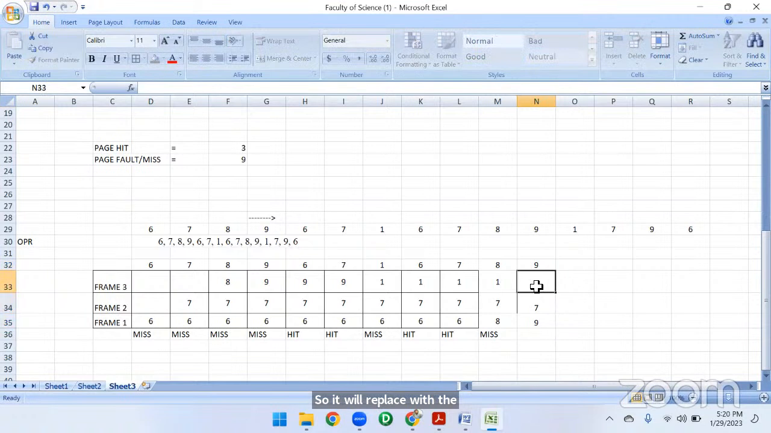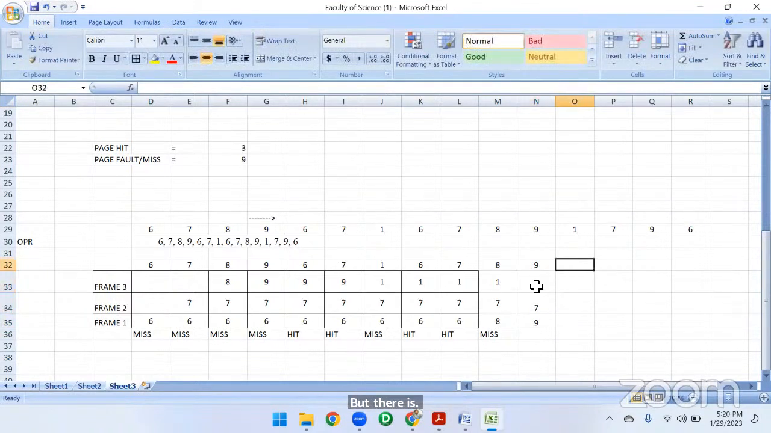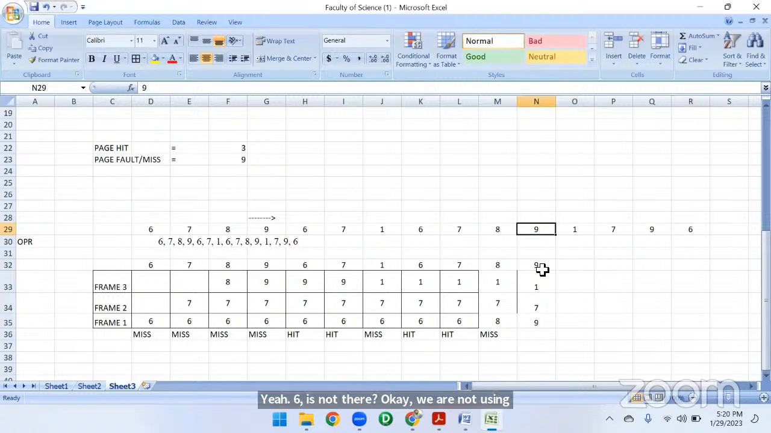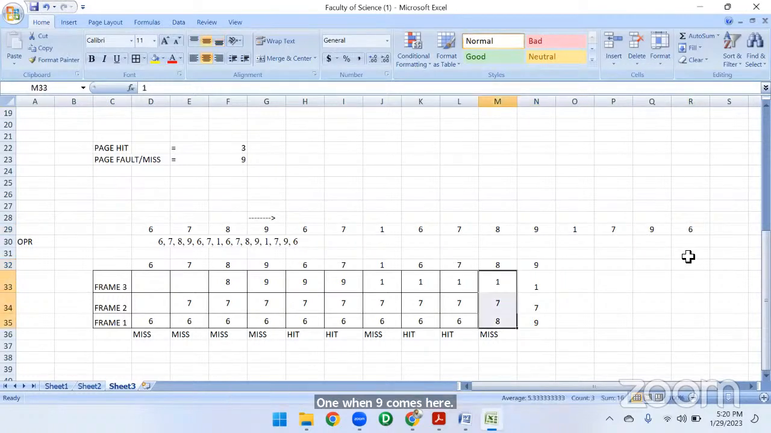But there is no option. Are you able to understand? Sorry, 8 అనేది లేదు కదా అక్కడ. So in future, sir, 6 also is not there. No? Which one? 6. Yes, sir. Yeah, 6 is not there. Okay, we are not using 6, no. When 9 comes here, ఇక్కడ ఏవైతున్నాయో అవిటిని చెక్ చేస్తున్నాం కదా మనం. ఇదే చెప్తున్నారా మీరు? దీని గురించి చెప్తున్నారా?